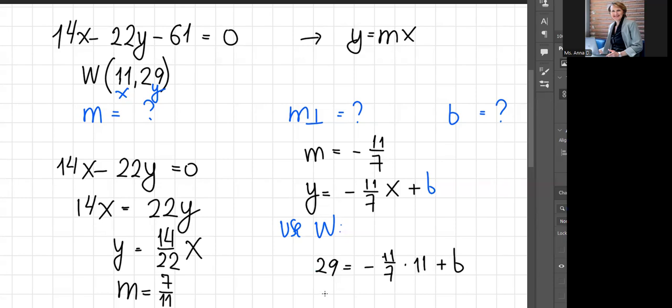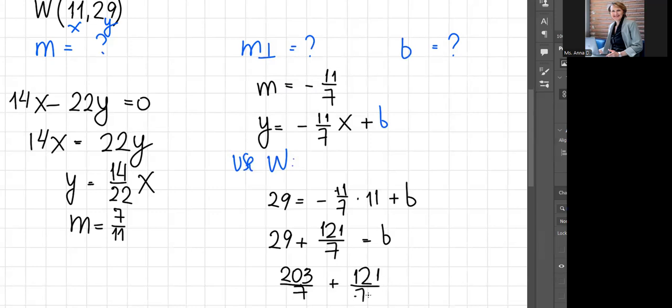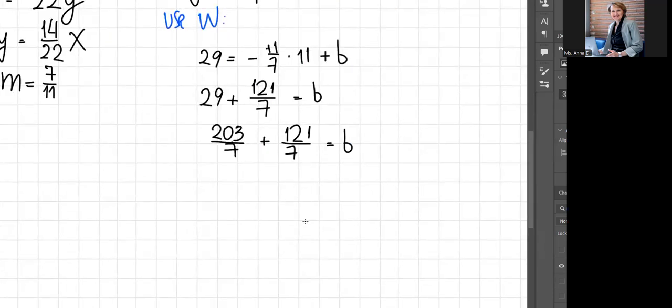At this point, this becomes a very hard one. 11 times 11 is 121. Just need to move this a tiny bit down, where we will have 29 plus 121 divided by 7, which looks like our b. That is 203 over 7. That's what 29 is. Trying to get it to the same denominator. One more step. Plus 121, 324 divided by 7.